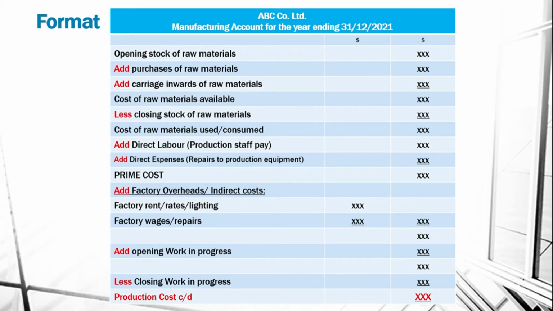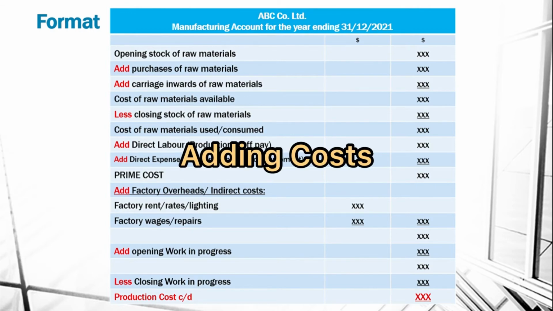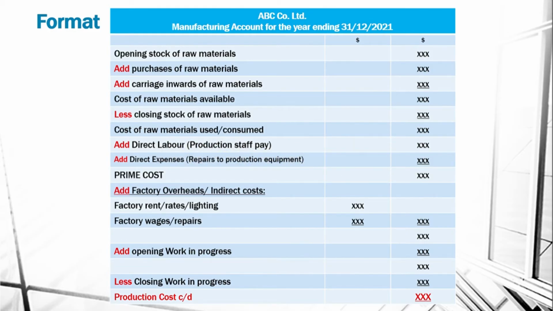Now this is ABC Company Limited. I want you to pay close attention to the heading. The heading is very important, and I always tell you that. So we have our heading here to show whose manufacturing account this is and for what year or period. As I said before, the manufacturing account is extremely easy. I can't even begin to tell you how easy it is, because all you're doing is adding up cost. That's all you're doing with manufacturing accounts. You're just adding up cost.